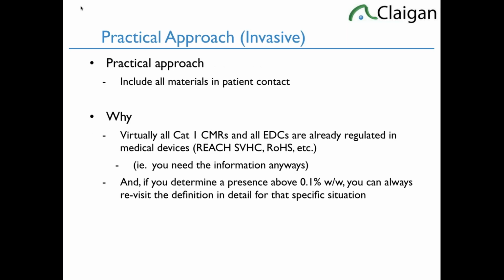So the practical approach: we include all materials in patient contact. Why? Virtually all Category 1 CMRs and endocrine disruptors are already regulated. You have to know for other regulations. I can count on one hand the number of EU MDR regulated substances that are not regulated under RoHS or REACH SVHC and are likely to be in your product. It's like beryllium and a handful of others. So you need this information anyway, and you might as well do the patient contacts. There's 98% overlap between what's likely to be in your product and what's already regulated.